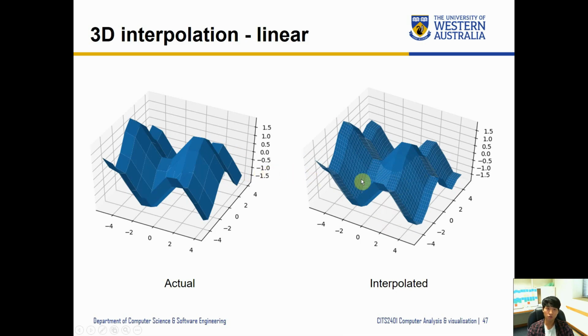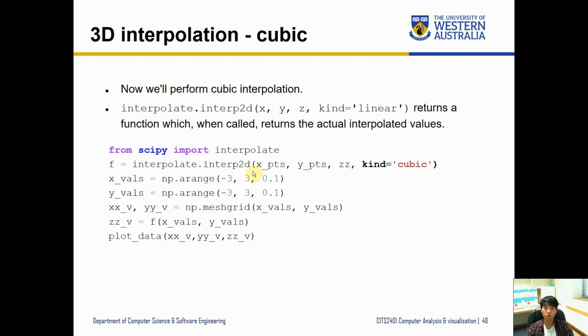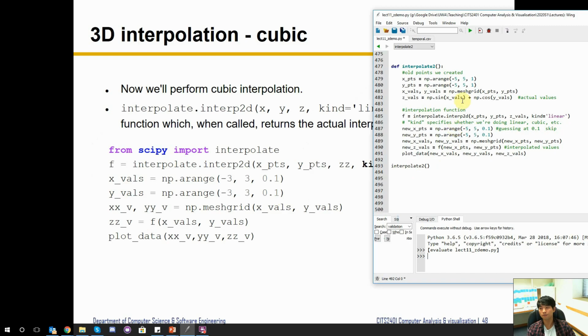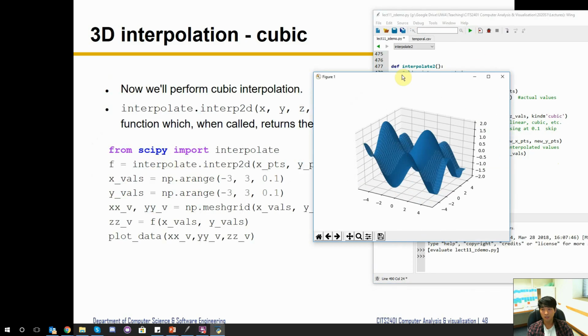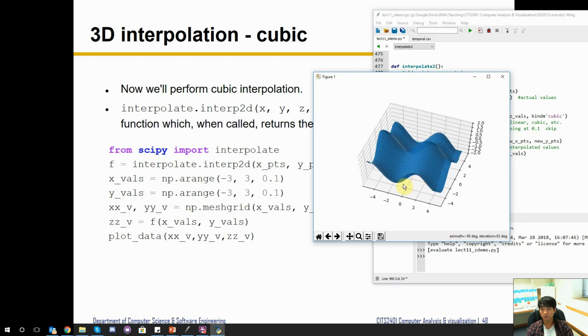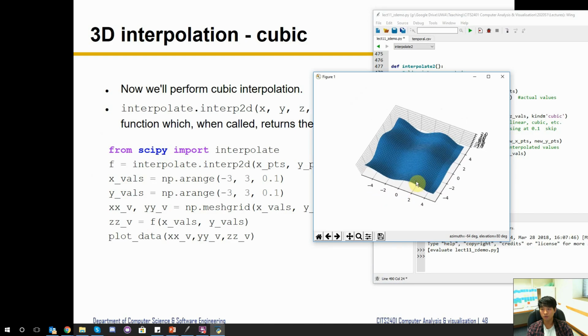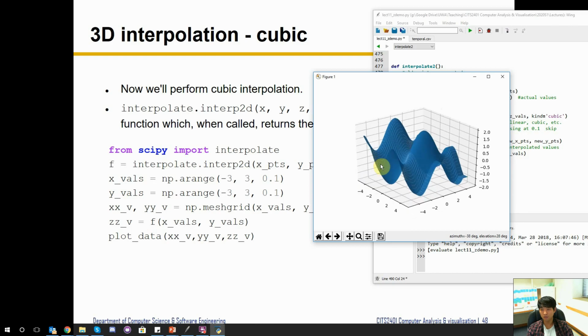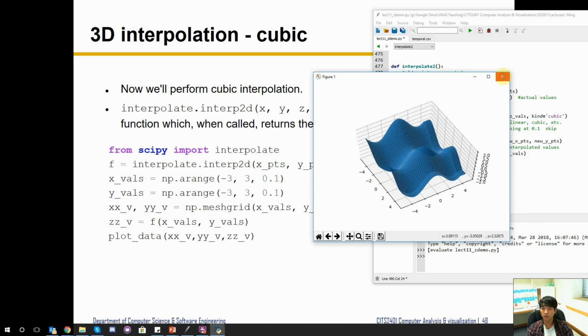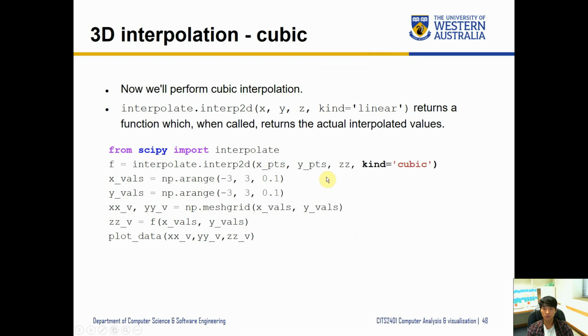So let's try a cubic one. All you have to do is, from the previous code, change the kind to cubic. I'm not going to change anything else, but if I run this, the generated graph looks like this. It's very curvy, and this is probably what we expect given the sine and cosine values that we have used, going up and down like this. Okay, that's good. So let's have a look at how it has displayed.